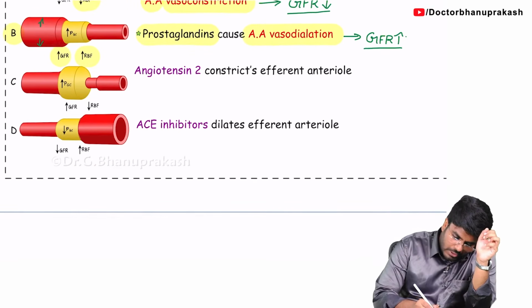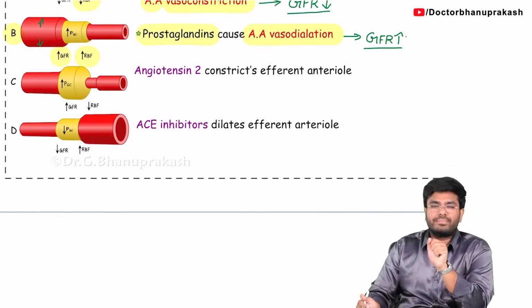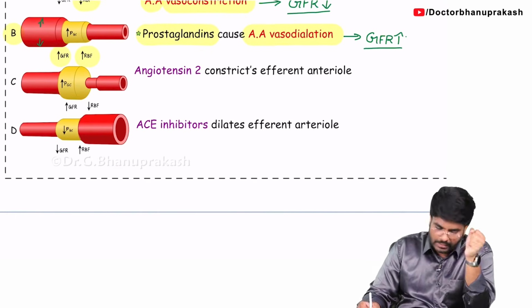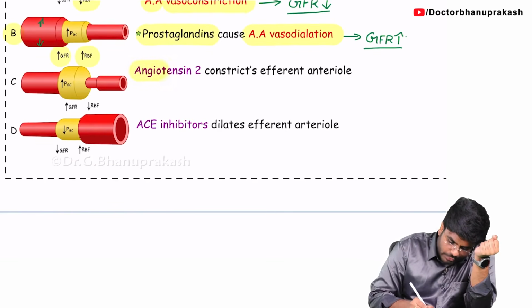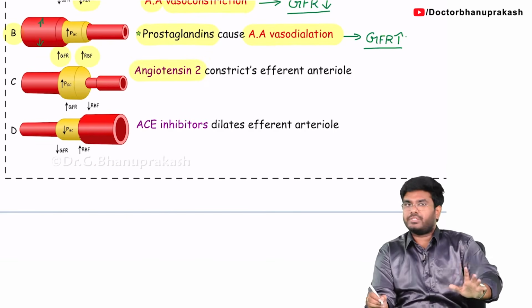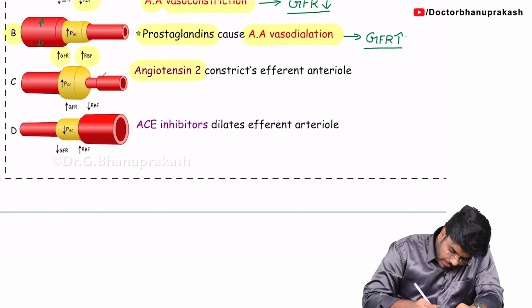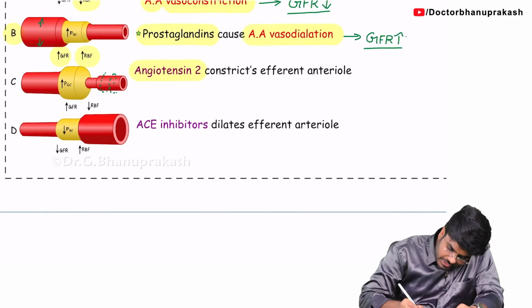Done. Now let's talk about the second half. Means we are talking about the efferent arteriole guys. Okay, efferent arteriole. Now I am using a substance called angiotensin 2, which is a product of the RAS pathway. Now what will this angiotensin 2 do? Angiotensin 2 is going to act especially on the efferent arteriole. See, it is causing what? Constriction of the efferent arteriole. Okay sir.